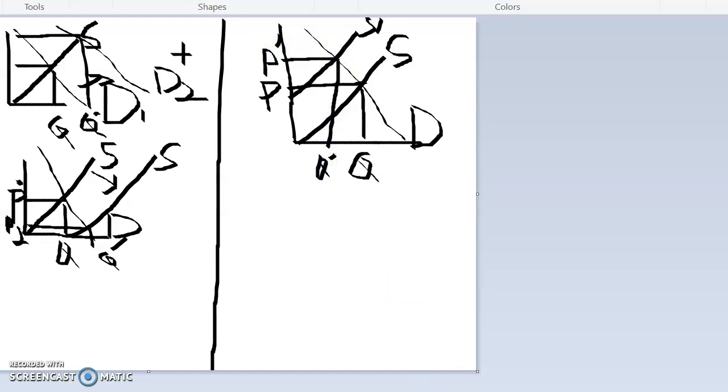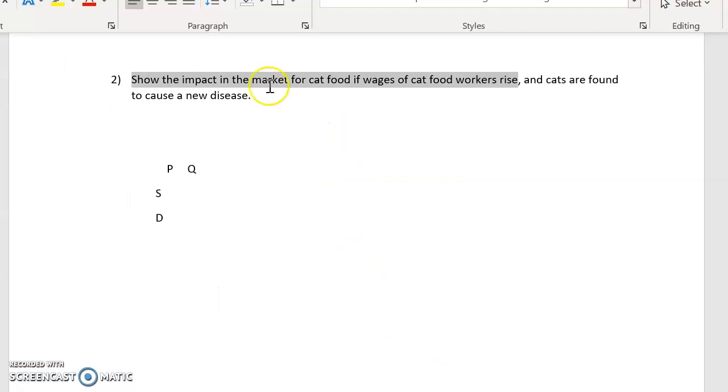Okay? So let's go back and do our matrix. Impact in the market for cat food if wages rise. Well, supply is going to decrease. That means price is going up, and quantity is going down.